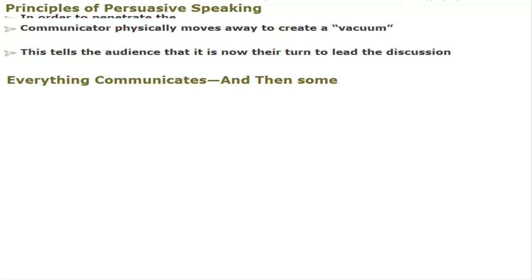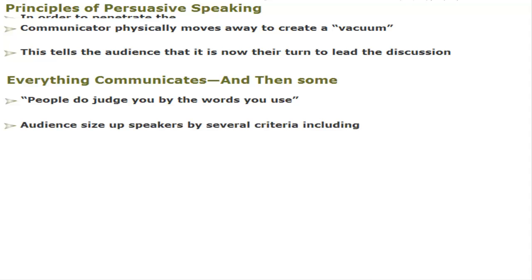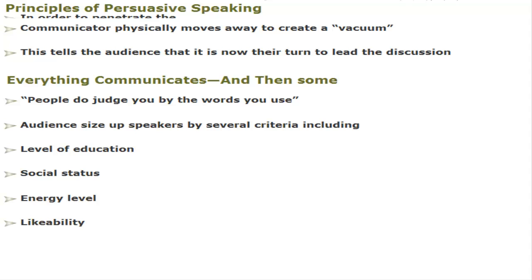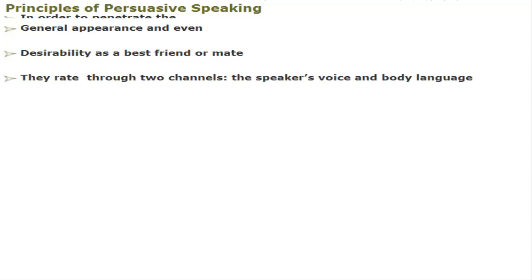Everything communicates, and then some. People do judge you by the words you use. It is not only our words that people judge us by. Audiences size up speakers by several criteria, including level of education, social status, energy level, likability, behavior, general appearance, and even desirability as a best friend or mate. However, they rate these criteria primarily through two channels: the speaker's voice and body language.